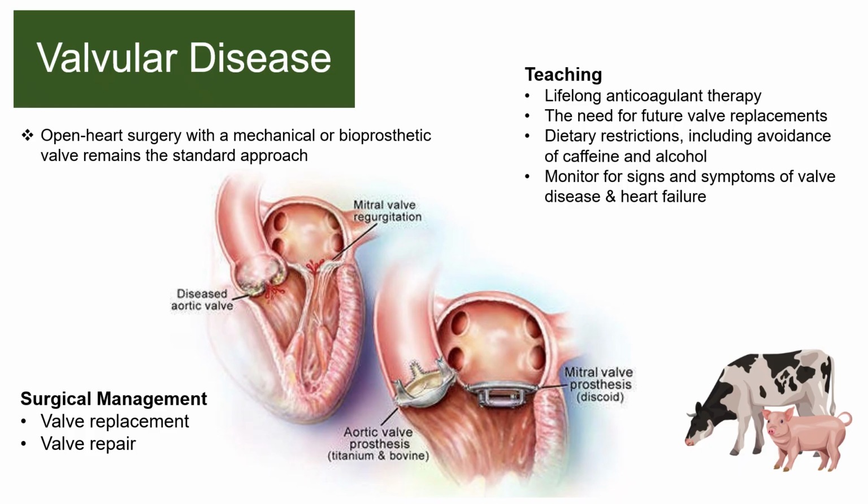Now with valvular disease, when we're talking about surgical management with these repairs or replacement, this is what you need to focus on. Patient will have to be on lifelong anticoagulant therapy. They're always going to be on some type of blood thinner, and the patient needs to understand that. The patient may need a future valve replacement. Okay, so it's not a one and done. They likely are going to need another one in the future. They should have changes in their diet, including avoiding caffeine and alcohol.